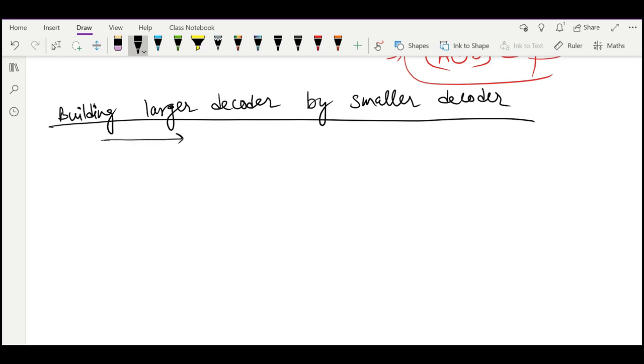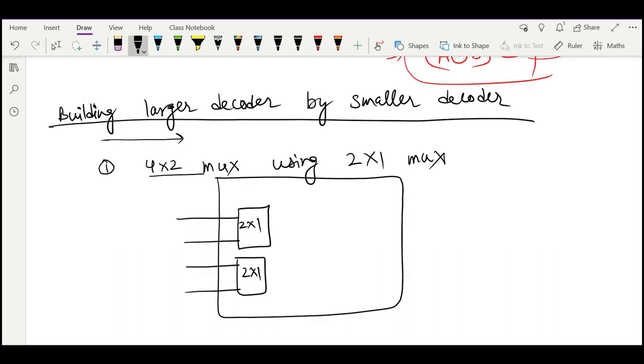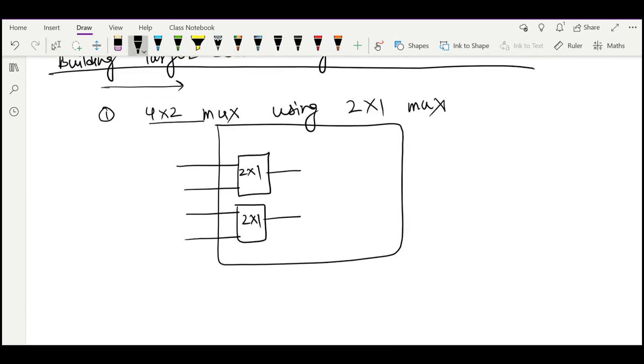So what we were doing in building multiplexers, let's say for example, I am revising, we want to build a 4 cross 2 multiplexer using 2 cross 1 multiplexers. So we have 4 inputs in our final multiplexer. We were making 2 inputs go to one 2 into 1 multiplexer, another 2 inputs to another 2 into 1 multiplexer, and as a whole it will become a 4 into 1 multiplexer. And now these two multiplexers will have one output each, and we can give these two outputs as input to another multiplexer, and this multiplexer will have one output.